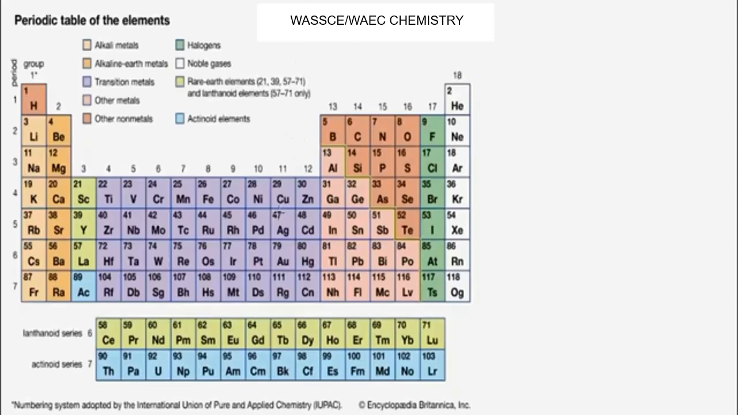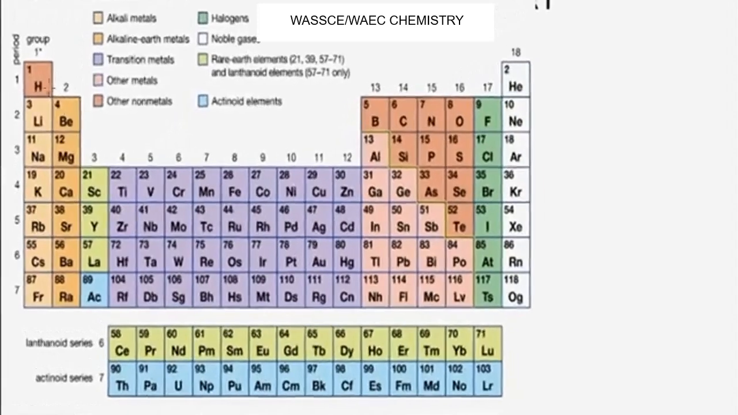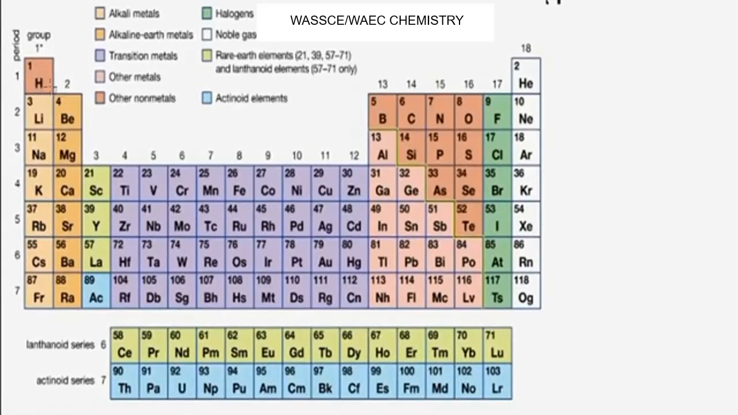All right, so having known this, let's go into the details of the video. Let me get this modern periodic table here, I'll use it to explain what I want to explain. Okay, guys, so this is a typical modern periodic table. Now let's begin to look at what's going on in this periodic table. On this periodic table, we have group 1, group 2, group 3, group 4, group 5, group 6, group 7, and group 8.